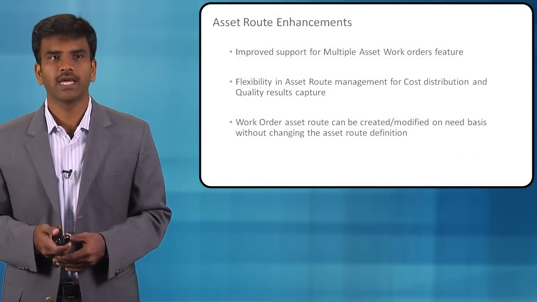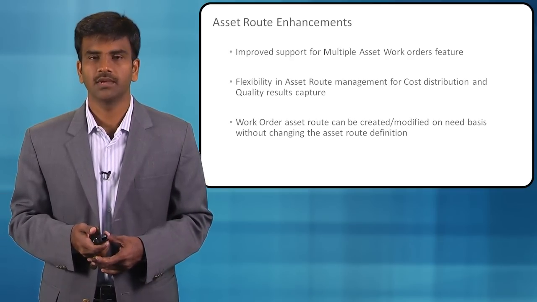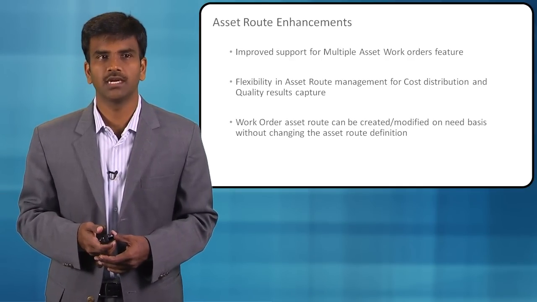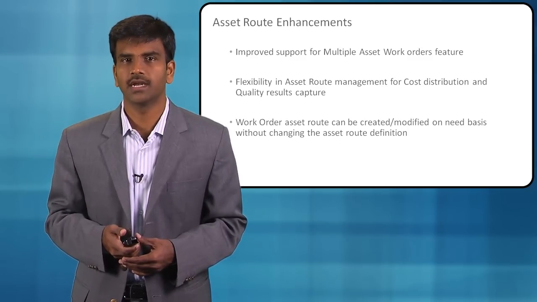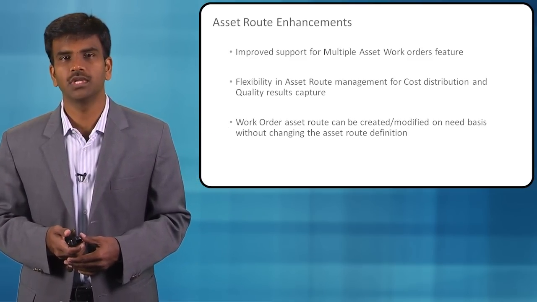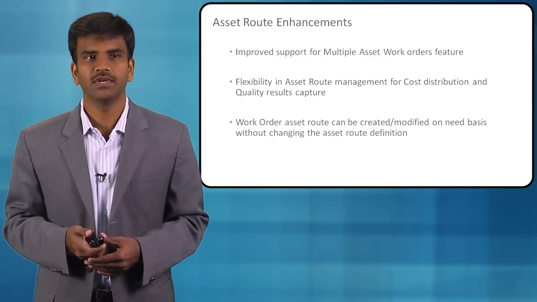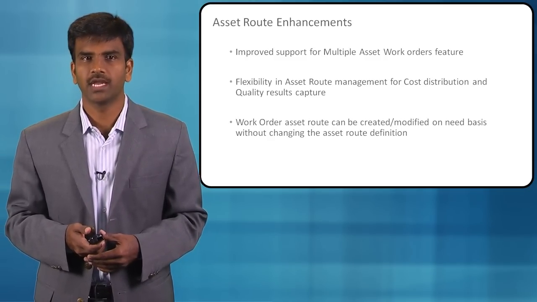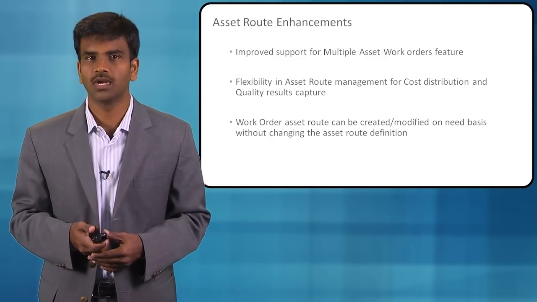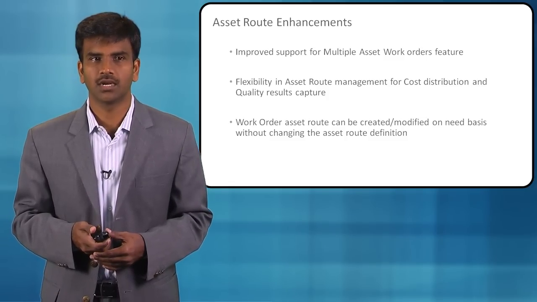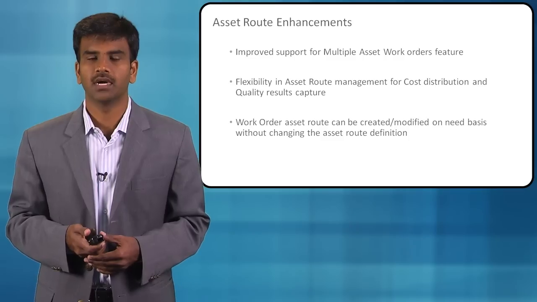Okay. So now we will take a look at some of the key enhancements that have been done in the core EAM product on the asset route functionality. These asset route related enhancements have been done to support the multiple asset work order feature. We have introduced flexibility in the asset route management for cost distribution and quality results capture, and also we have enabled the asset route to be modified at the work order level.